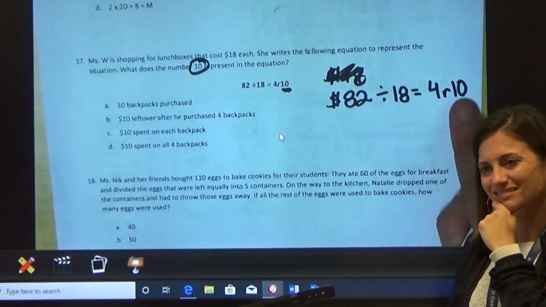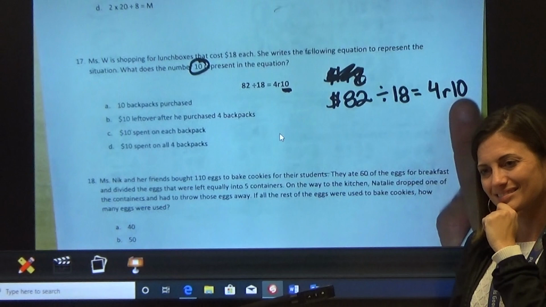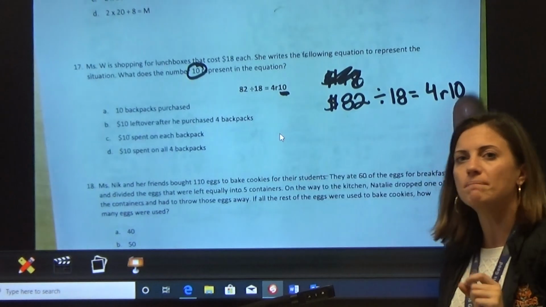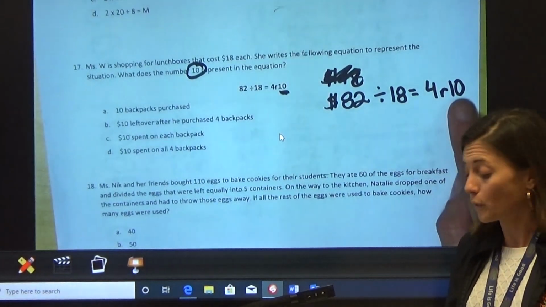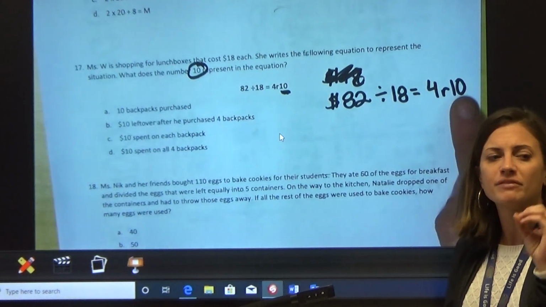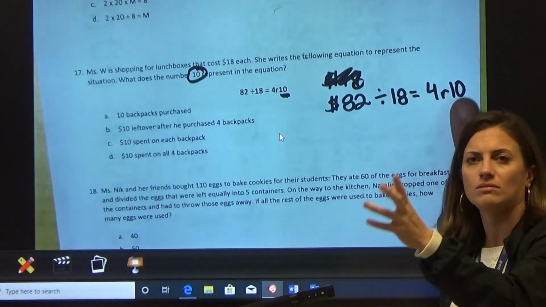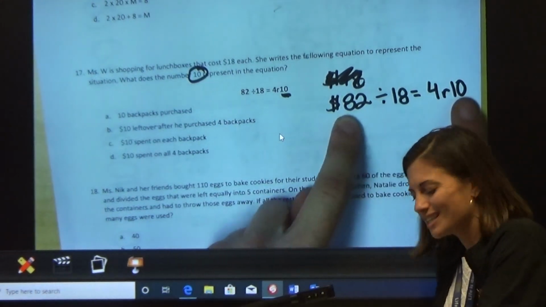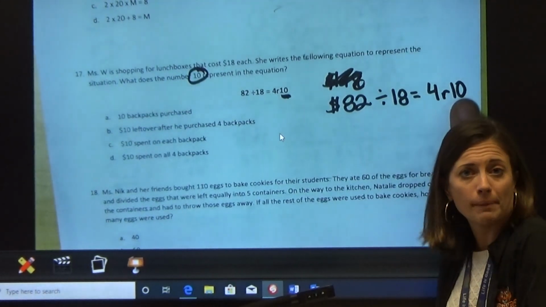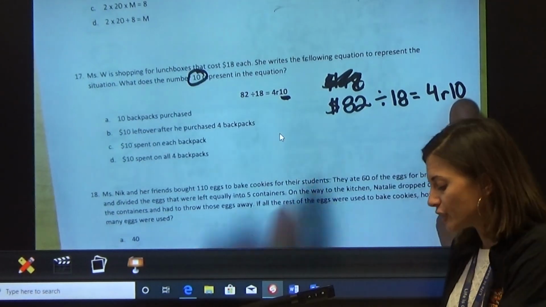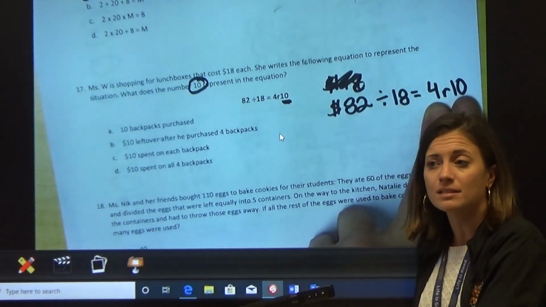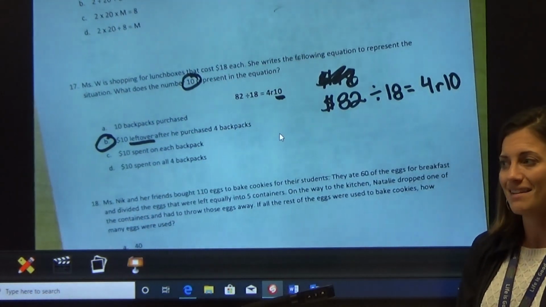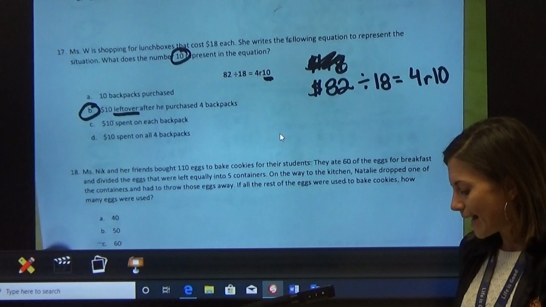Well, the 4 represents how many backpacks she can afford. But then she has a remainder of 10. Leftover 10 of what? $10. She has $82. She divides it by how much each backpack is. So each backpack or lunchbox is $18. That means she can afford 4 backpacks, and then she has $10 left over after that.